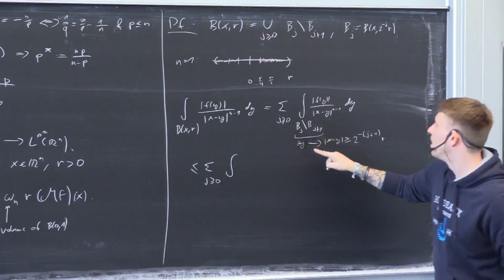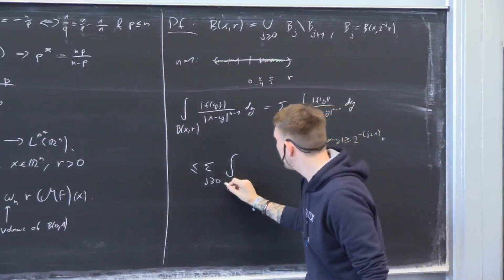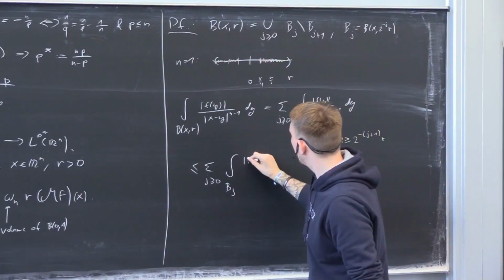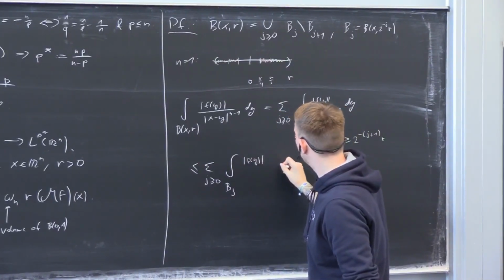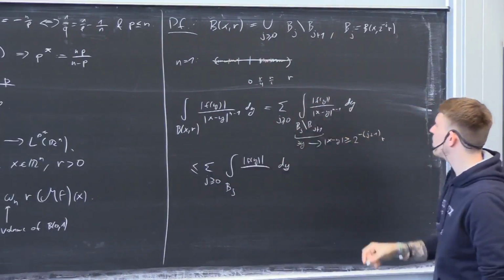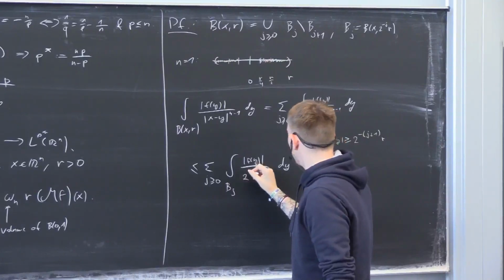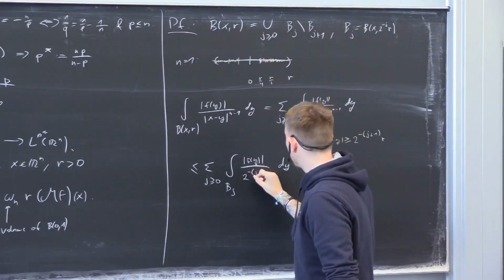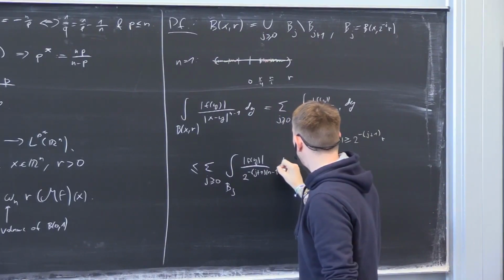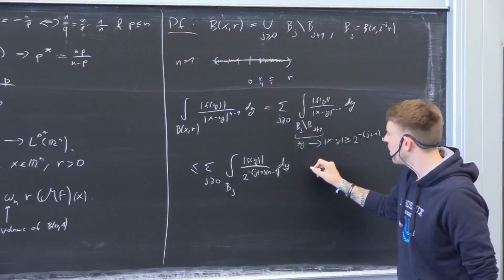So here, after I use this information, I can throw this away. I will write here just bj. Here I copy this f(y) dy. And now here I use this estimate. So this will give me 2 to the minus j plus 1 times n minus y. Okay?